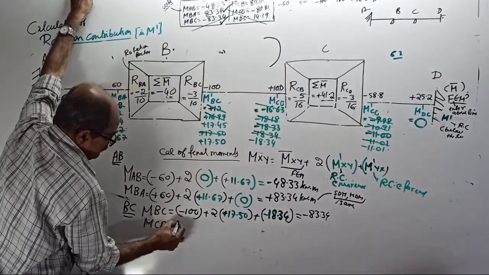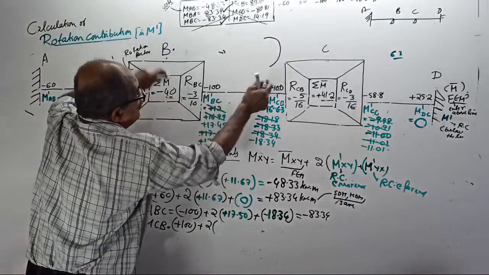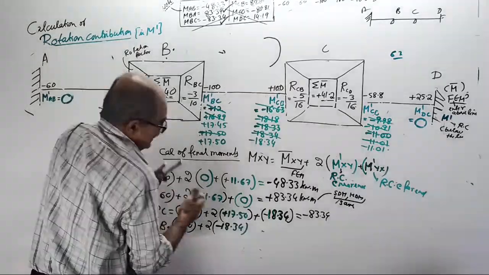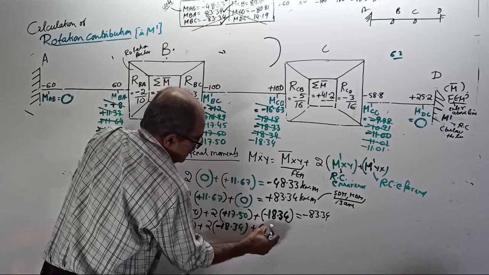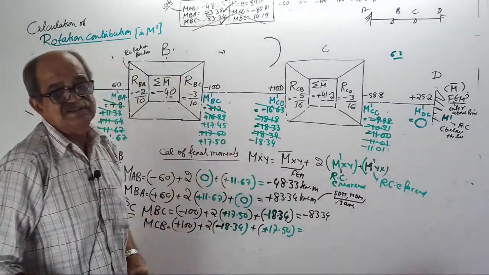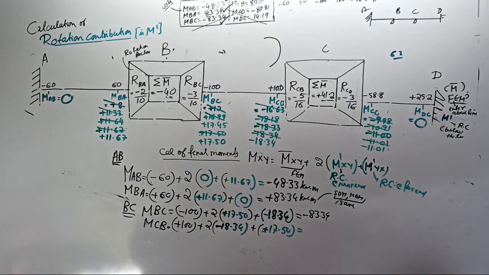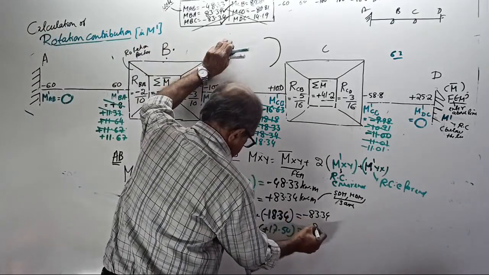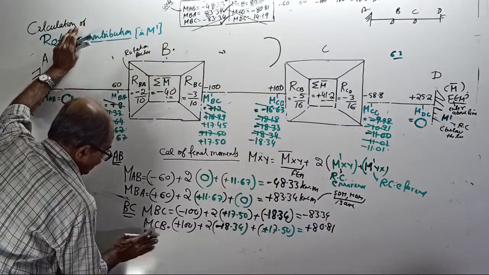Now MCB this moment. FPM plus 100. 2 times of contribution there minus 18.34 plus far end contribution plus 17.50. Tell the answer. MCB fast. MCB plus 80.81. Then MCD. Okay, which one?